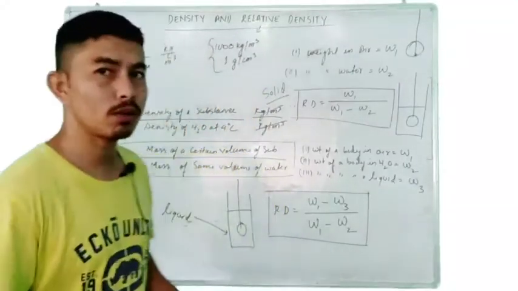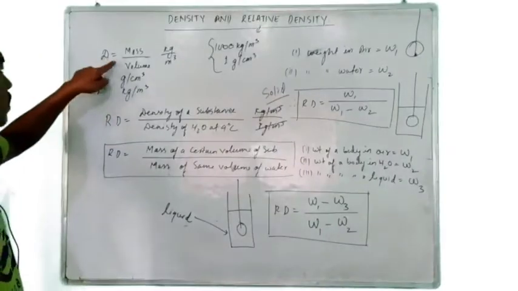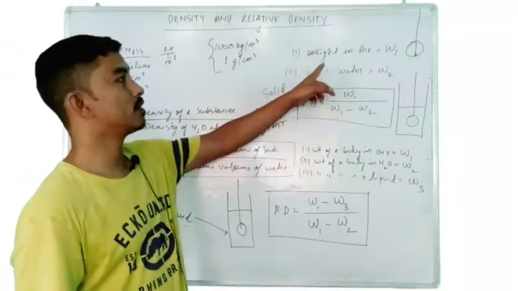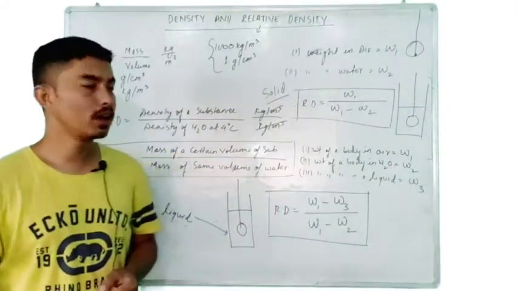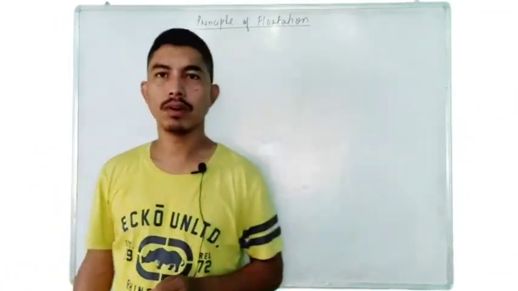So this was all about the relative density. You can see what is written on the board here: the density, its unit, relative density, the way to find the relative density of a given substance, and the way to find the relative density of a given liquid. Now the last topic of this chapter is the principle of flotation.